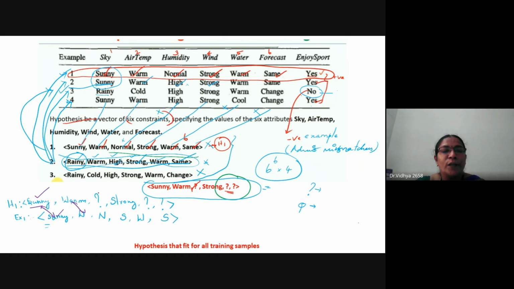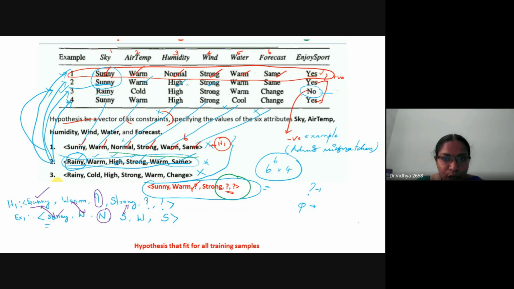Then the third attribute is water. In this example we have the attribute as normal, but we have to write a hypothesis which is suitable for all the examples. Since there is a chance of getting a mismatch, that particular attribute is replaced. If there is any mismatch, then it can be replaced by the question mark. The next one is strong. Here we have strong, and in this example also strong.